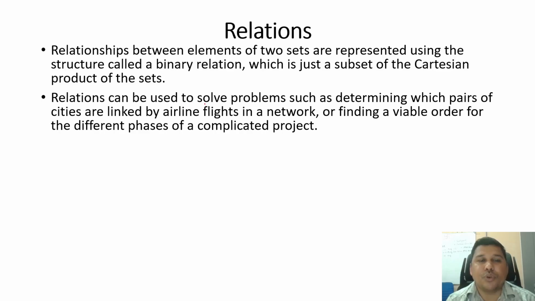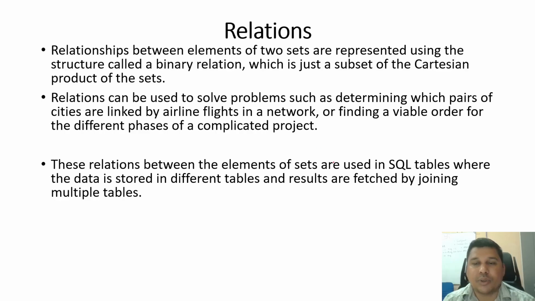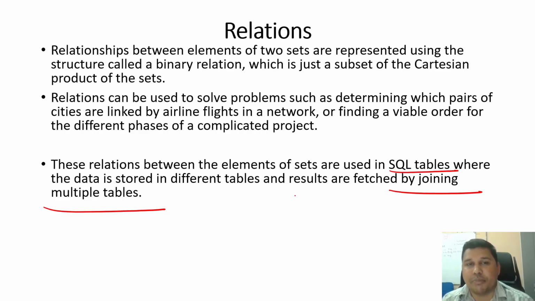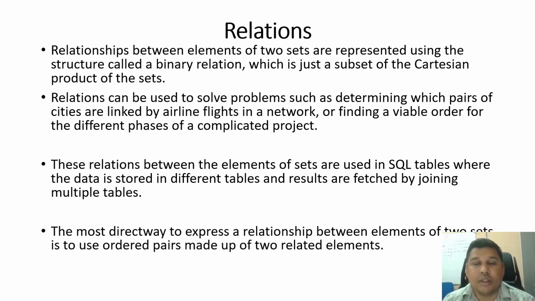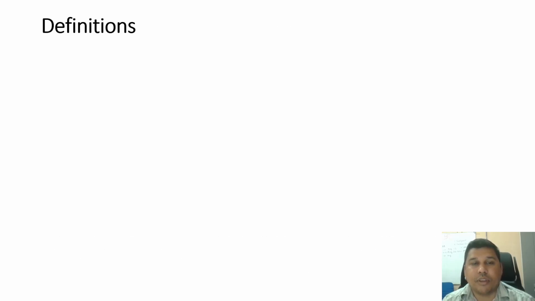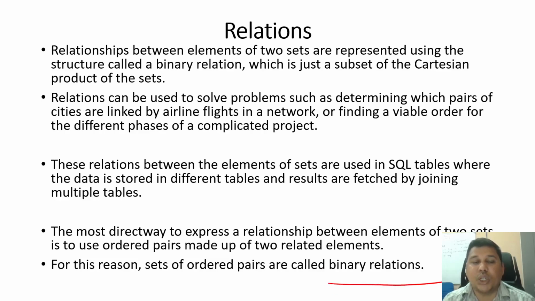Also, it can be used to solve problems such as determining which pairs of cities are linked by airline flights in a network. If you want to know which pairs of cities are linked with airlines in a network, that also can be formed using relations. That's what I was talking about. SQL tables we use to combine. When you want to join multiple tables, we have to use the concept of relationships. Okay. Next, why is it called a binary relationship? Between two different elements of two different sets.